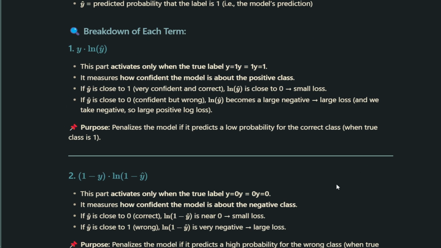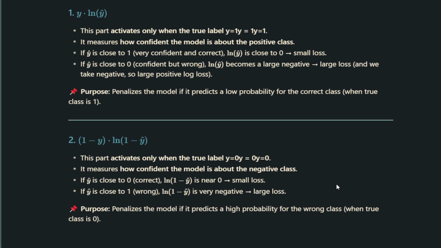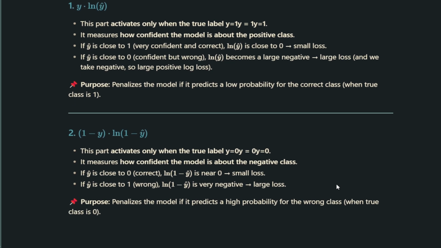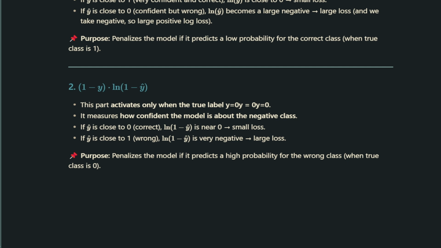First term, y dot log y hat. This part only works when the true label y is equal to 1. It checks how confident the model is about predicting the positive class. If the prediction y hat is close to 1, log y hat is close to 0, so the loss is small. But if y hat is close to 0, log y hat becomes a large negative number, meaning the loss becomes huge. So this term punishes the model if it gives a low probability to the correct class when the true label is 1.